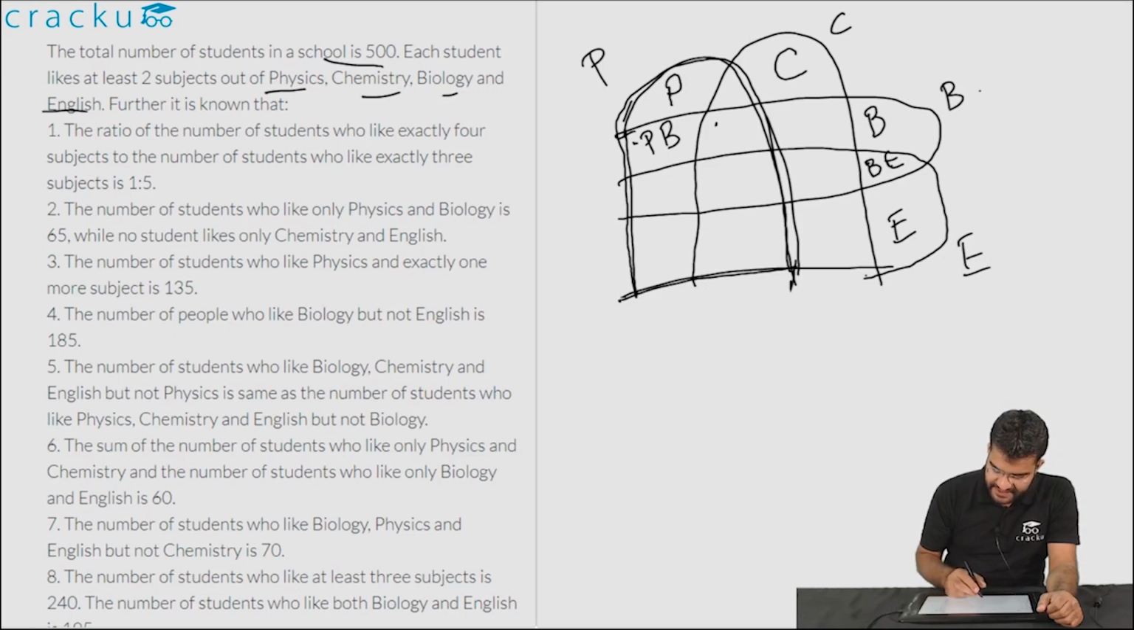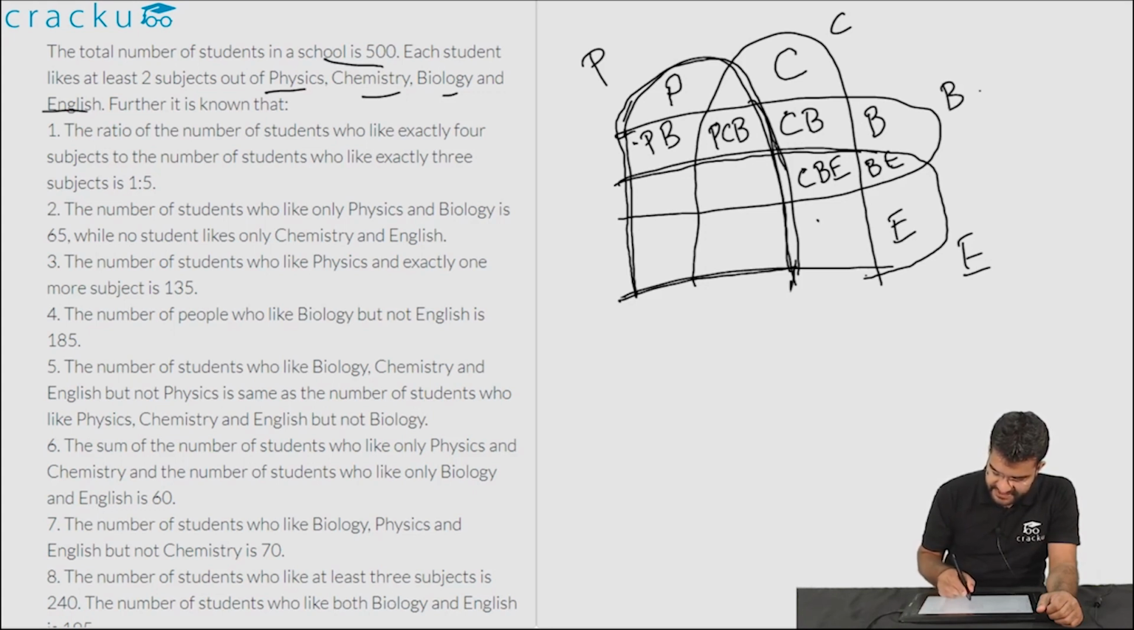Similarly, this region has the intersection of physics, chemistry and biology. So this will be PCB. Similarly, this region is the overlap of chemistry and biology. It doesn't have physics, it doesn't have English, which is over here. So this is only chemistry and biology. Similarly, this region has chemistry, it has biology and it has English. So this is CBE.